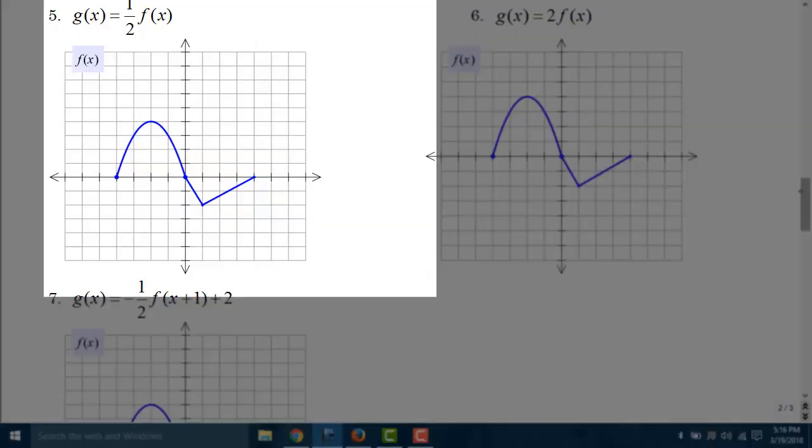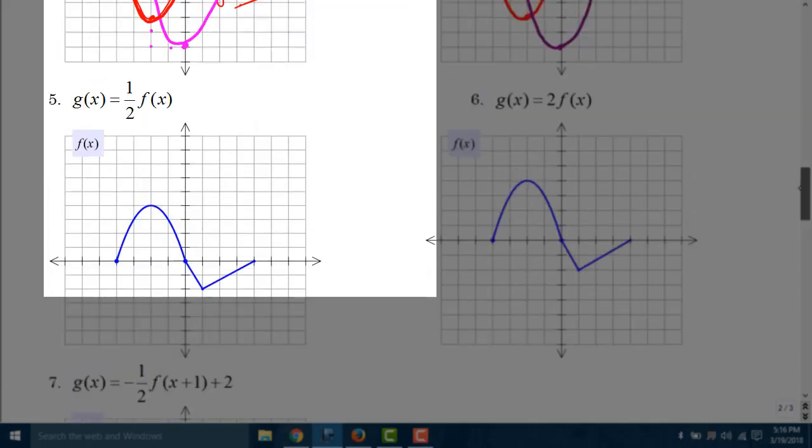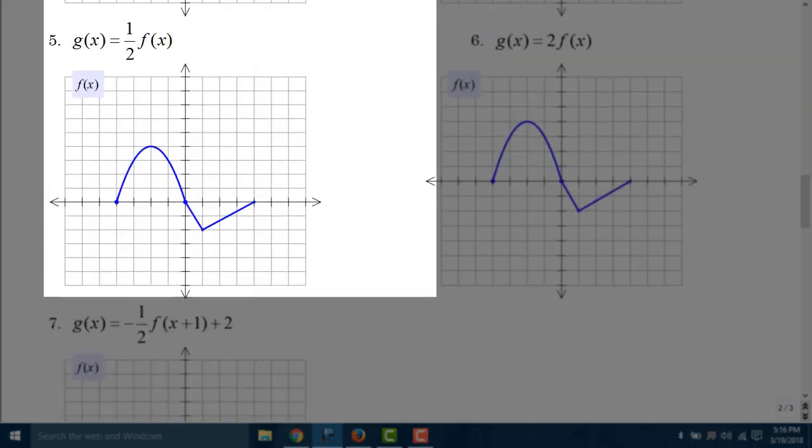So let's look at something a little bit more complicated. All right, so we don't have just a -1 in front, we have a half. So that means I need to multiply the y values times 1/2. Again, we're going to multiply the y values by 1/2. So if you remember, what were those y values? Well, those were all 0, so that stays 0. But this y value is 4. What's half of 4? It's 2.